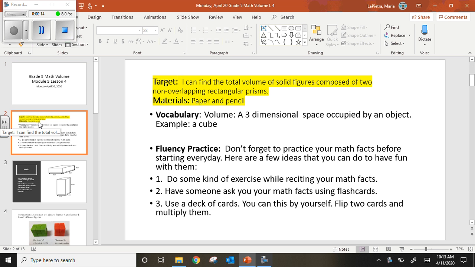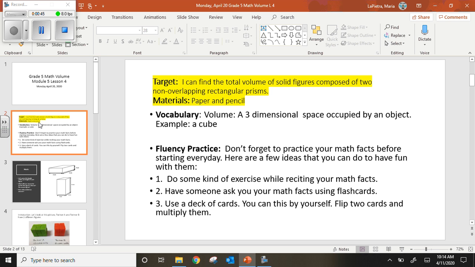Our target for today will be I can find the total volume of solid figures composed of two non-overlapping rectangular prisms. Your materials, you should have a paper and pencil ready to go because we're going to be doing some of these together. And our vocabulary is the word volume, and volume is a three-dimensional space occupied by an object, like for example a cube.